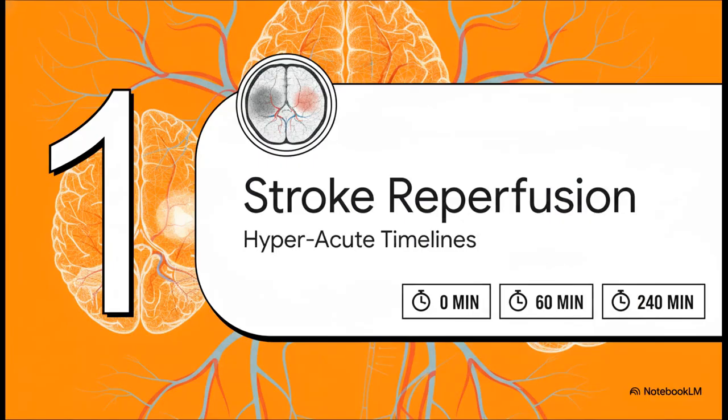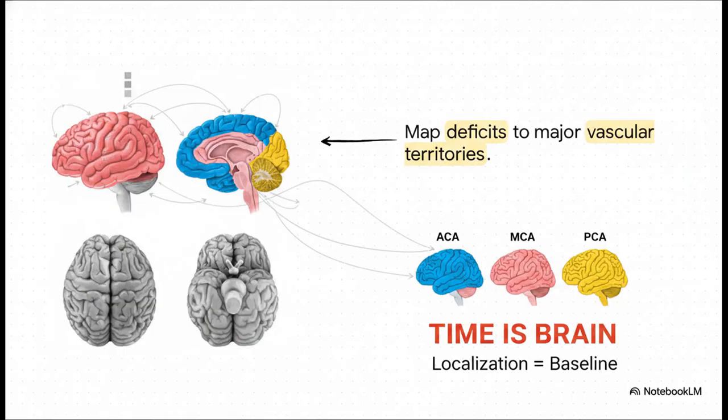Starting with Module 1, Acute Ischemic Stroke Protocols and Reperfusion Windows, specifically focusing on hyperacute timelines and contraindications. Now, in neurology, time is literally brain. Your very first move is always to map the patient's deficits to the anterior, middle, or posterior cerebral artery territories to establish the ischemic anatomy. For example, if a patient comes in with arm weakness and language deficits, you've got to instantly recognize middle cerebral artery involvement. Nailing the localization right out of the gate sets up your entire management pathway.